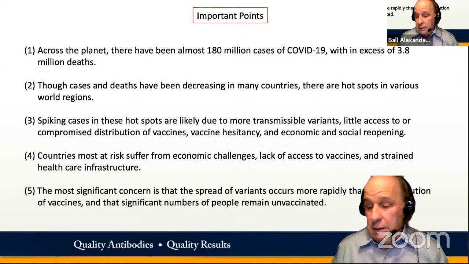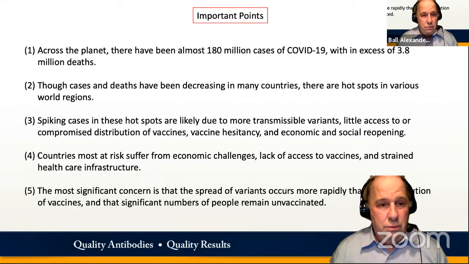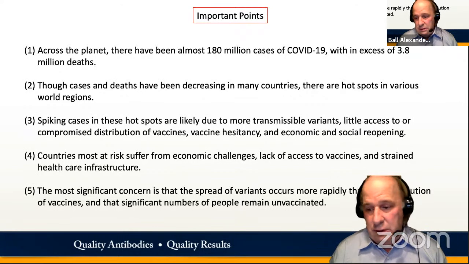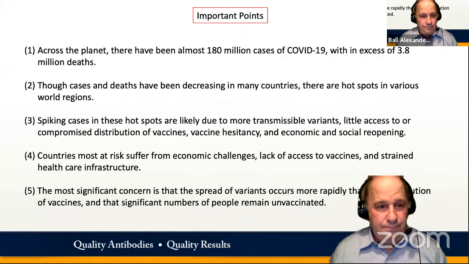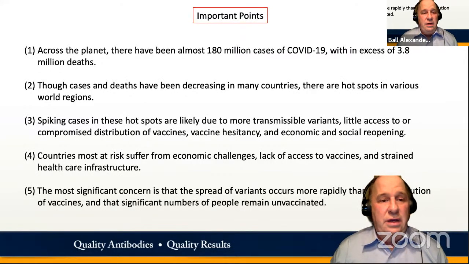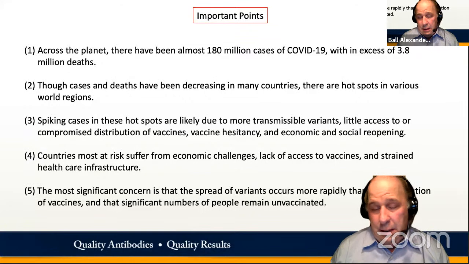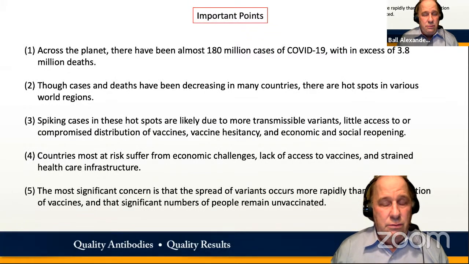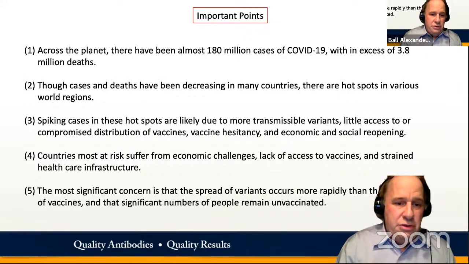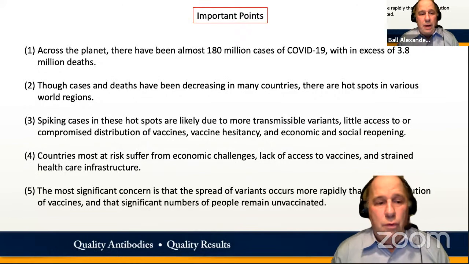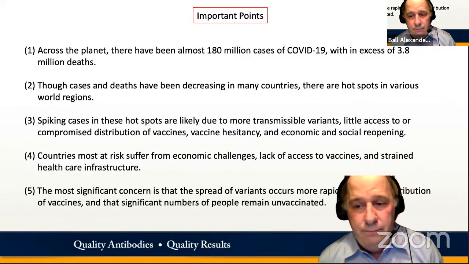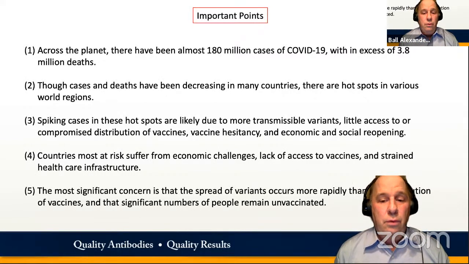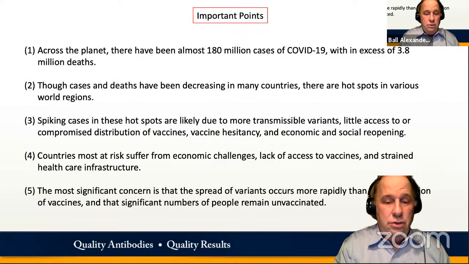This is how it's been all over the world as the pandemic has cycled through different regions of the planet. I understand that Indonesia is going through a particularly difficult time now with the Delta variant, as I said, with younger patients being affected. Some of the problems facing Indonesia are problems that have been facing every other country: slow vaccine rollout, not as many vaccines as you would like, not as much testing as you would like to be done, and also the spread of variants. In Indonesia's case, that's largely the Delta variant. The most significant concern is that the spread of variants occurs more rapidly than the distribution of vaccines, and that significant numbers of people remain unvaccinated. That is really the main challenge.